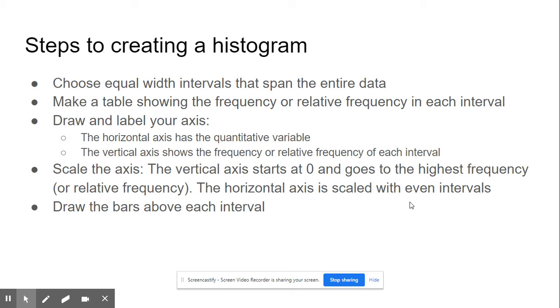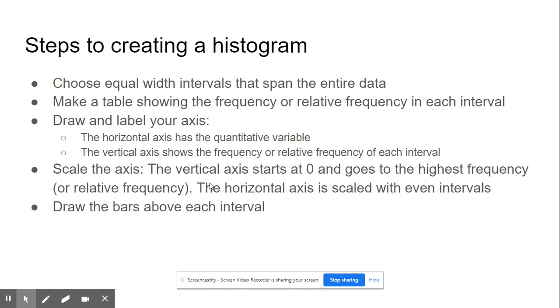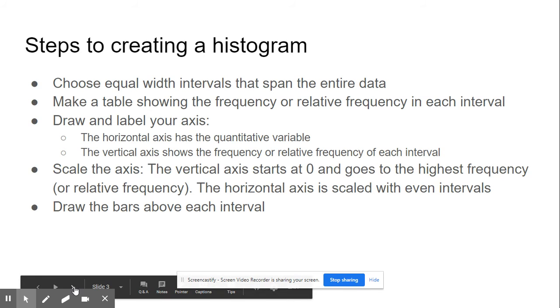Third, you draw and label your axis. The horizontal axis has the quantitative variable. The vertical axis shows either the frequency or relative frequency. Fourth, you scale the axis. The vertical axis starts at 0 and goes to the highest frequency or relative frequency. The horizontal axis is scaled with even intervals. And then finally, you draw the bars above each interval.